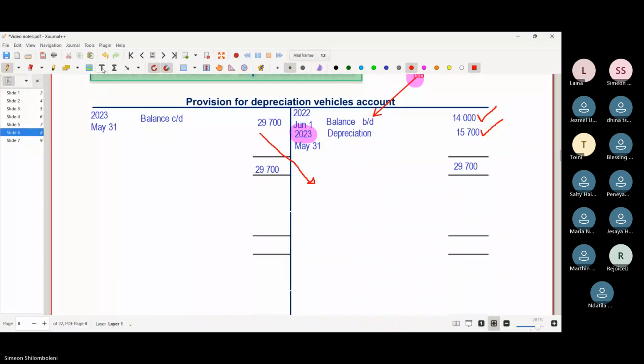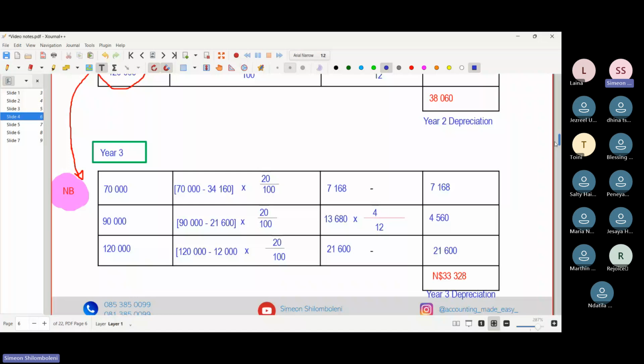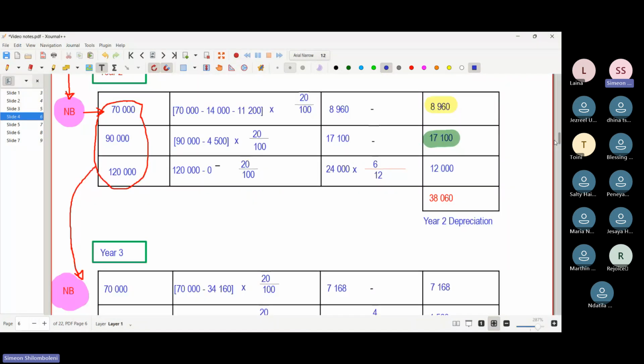So when do we bring it down? From the 2023 May 31st. The following day is still 2023, but it's no more May, it's now June the 1st. Balance brought down. Which amount must I put here? 29,700. Now, we have to round up now. Year 2, that's the amount. Now, someone tell me what must I do? Because now I've gone through the guidelines for you. Someone tell me now, what should I do?